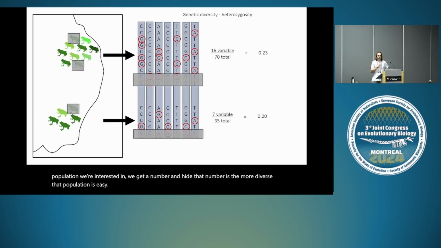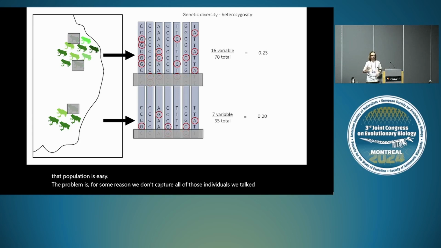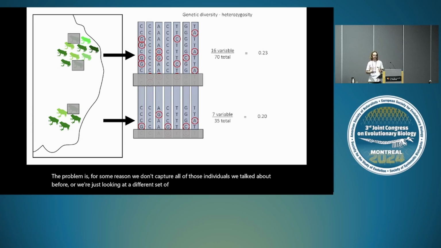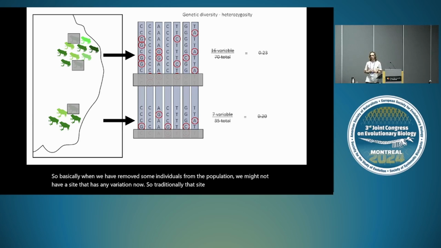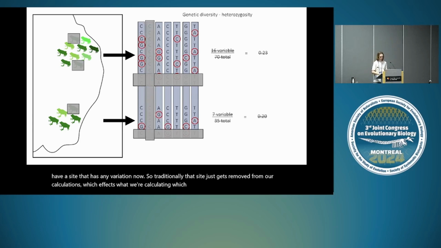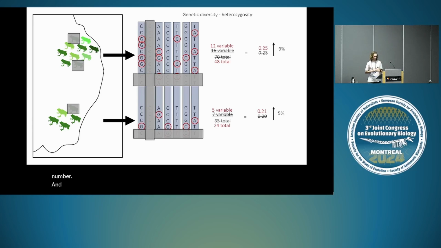The problem is, if for some reason we don't capture all of those individuals we talked about before, or we're just looking at a different set of data, that fundamentally changes how we calculate that statistic. So basically, when we have removed some individuals from the population, we might not have a site that has any variation now. So traditionally that site just gets removed from our calculations, which affects what we're calculating, which of course ends up in a different number.